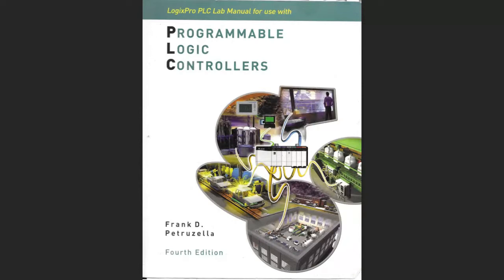The only thing that's different is right in here, where it says at the very top, Logic Pro PLC Lab Manual. If you just take a quick look at this picture, let's say you go to Amazon and order this and you don't read it carefully, you could be ordering the activities manual, which you don't want, or the textbook, which you don't want. When you order it, if you use that ISBN number, it should take you to the correct book.